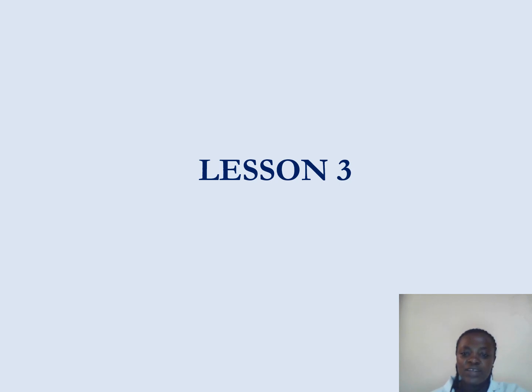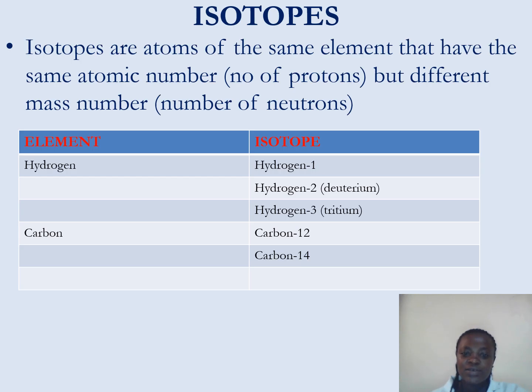So we are going to define two terms. One is the isotopes and another term, the relative atomic mass. We are going to start by looking at what are isotopes. The definition of isotopes is as follows. Isotopes are atoms of the same element that have the same atomic number, or the number of protons are the same, but different mass number, or different number of neutrons.